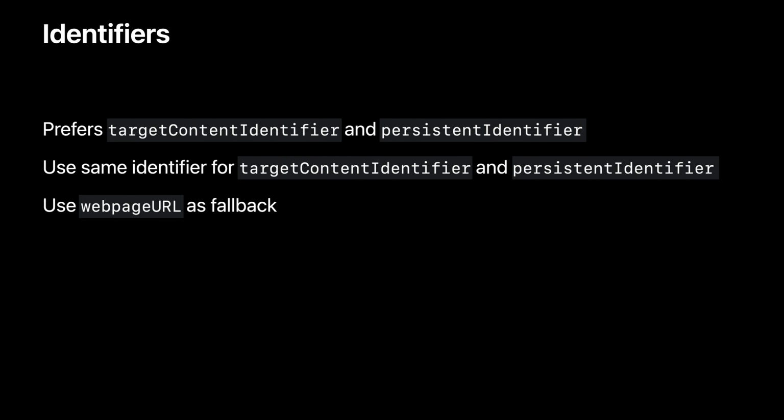If your app uses NSUserActivity for both state restoration and Spotlight, use the same value for target content identifier and persistent identifier. If you have a website that complements your app, add a URL as a second fallback identifier. This way, if the app isn't installed, opening a link redirects to your website.